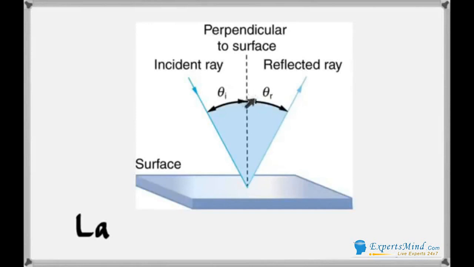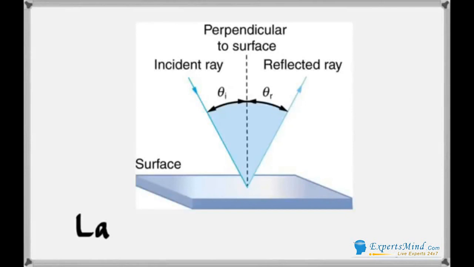Theta I is equal to theta R. All the time. Doesn't matter whether the surface is plane or whether it's curved, or whatever it is, if light is reflected, that law is always followed. And the second law, which you may not realize, but which makes it very convenient for us geometrically, is that all three, the incident ray, the normal, and the reflected ray, all lie in the same plane.